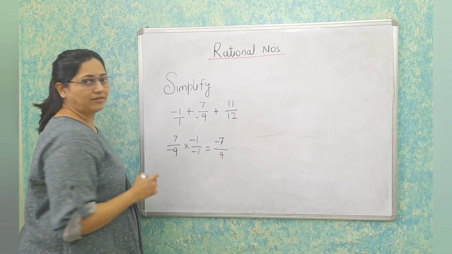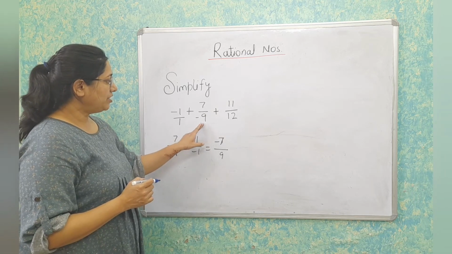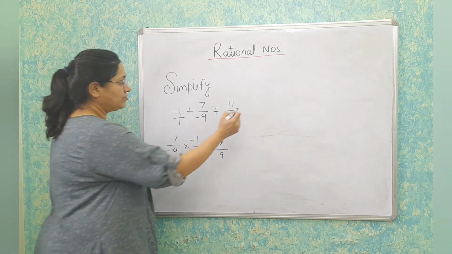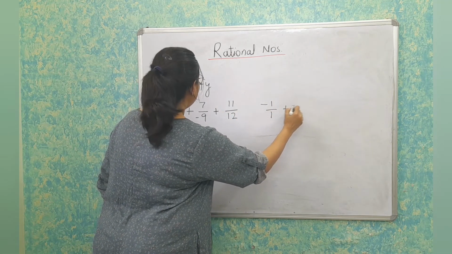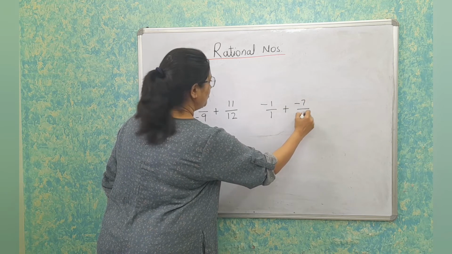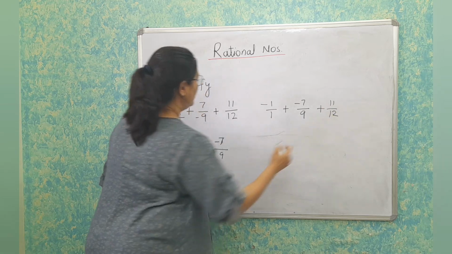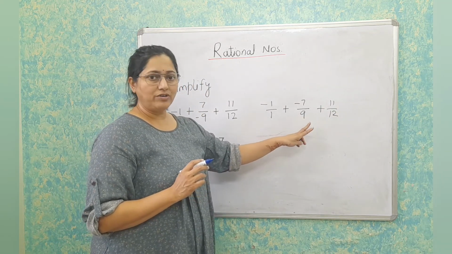This is 9. So in this way we have changed this denominator from negative to positive. So now all three numbers would be minus 1 upon 1 plus minus 7 upon 9 plus 11 upon 12. And then we will find out whether the second condition is fulfilled or not.